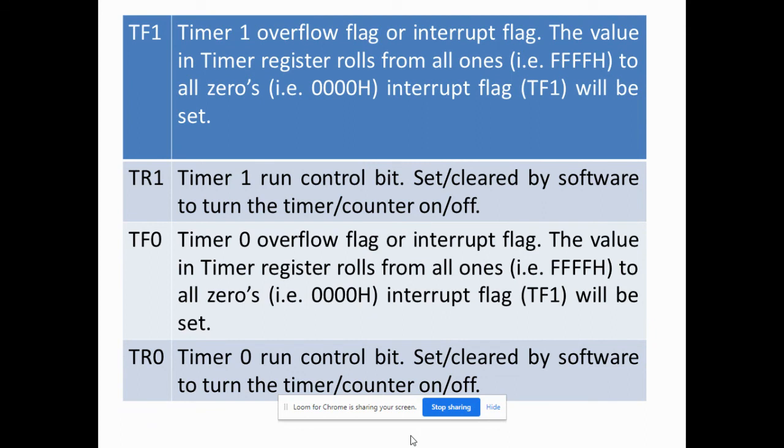The next bit is TR1, that is timer 1 run control bit. It can be set or cleared by software to turn the timer or counter on or off. The next two bits TF0, TR0 have similar functions to TF1 and TR1. The only difference is these two bits are used when timer 0 is selected.